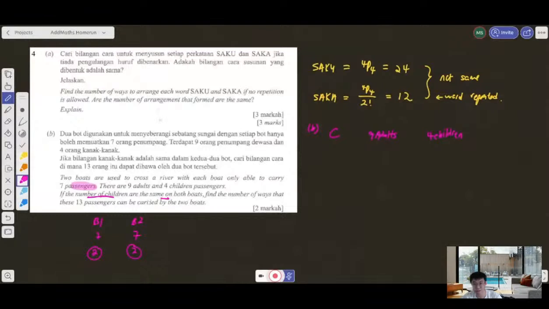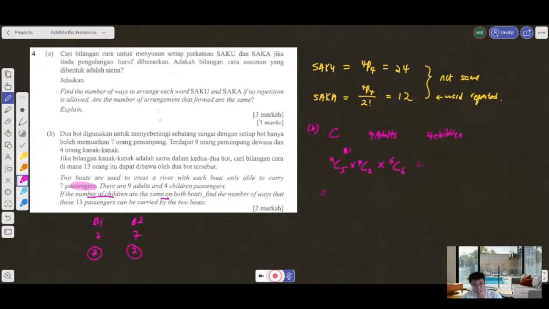In this case, for the first boat, I have 9 adults. I choose 5 people for the first boat, times 4C2, I choose 2 children for the first boat. So in total you have 7 people in boat 1. And then another one is the leftover. How many people are left over? 6 people. You choose 6 people, the leftover. First, you choose from the 9 adults, you choose 5 people for the first boat, 7 people. Second boat, you only have 6 people left. So 6C6 is enough.